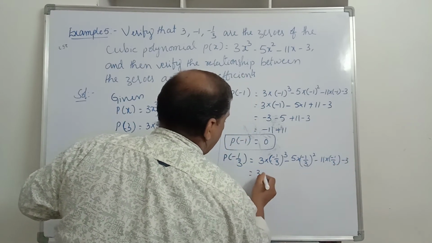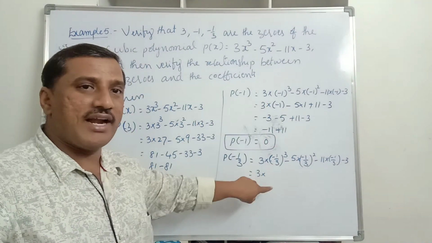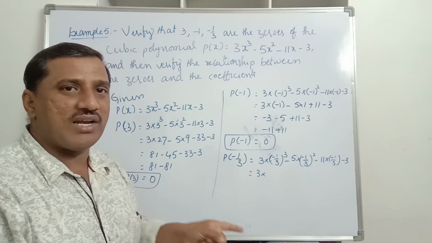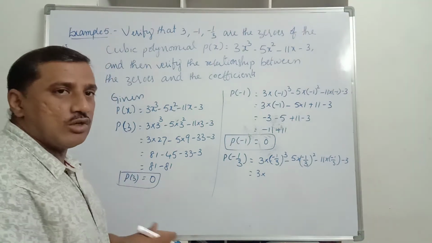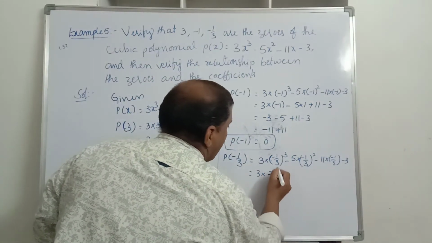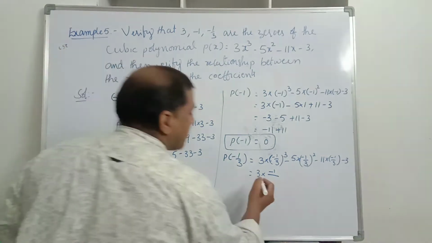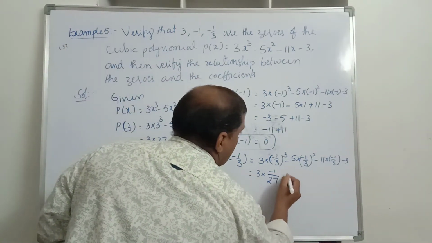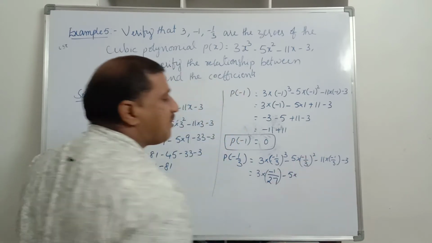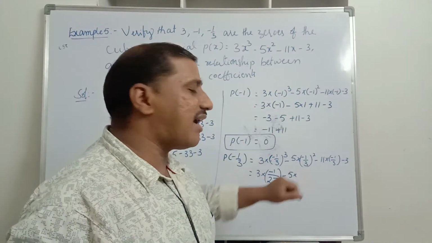Then simplify. 3 into minus 1 by 3 whole cube means minus 1 whole cube divided by 3 whole cube. Minus 1 whole cube means it is minus 1 into minus 1 into minus 1. That is minus into minus plus, plus into minus is minus. We will get minus 1 divided by 3 cube, which means 3 into 3 into 3. 3 3s are 9, 9 3s are 27. Next, minus 5 into minus 1 by 3 whole square, means minus 1 whole square divided by 3 square.